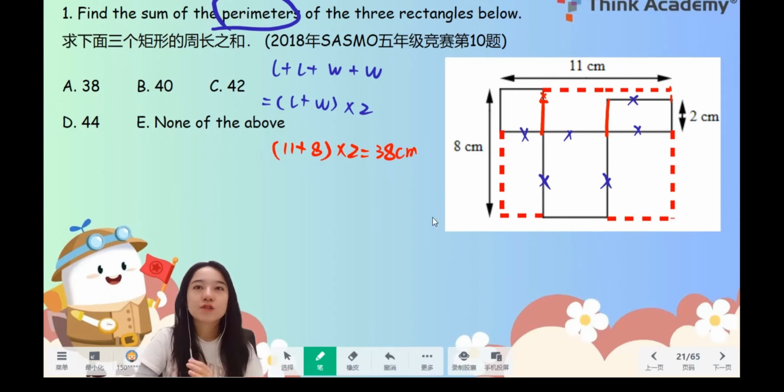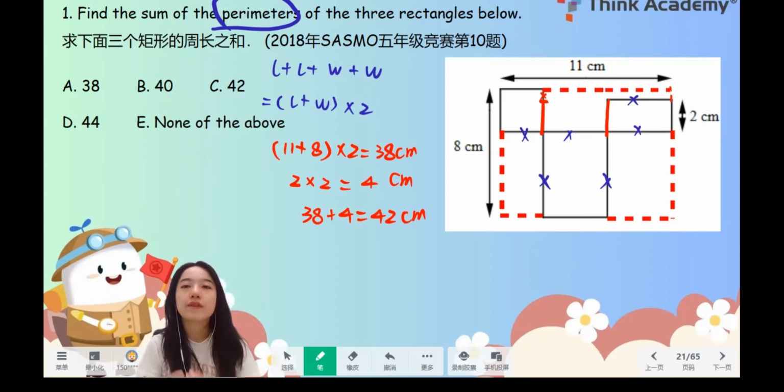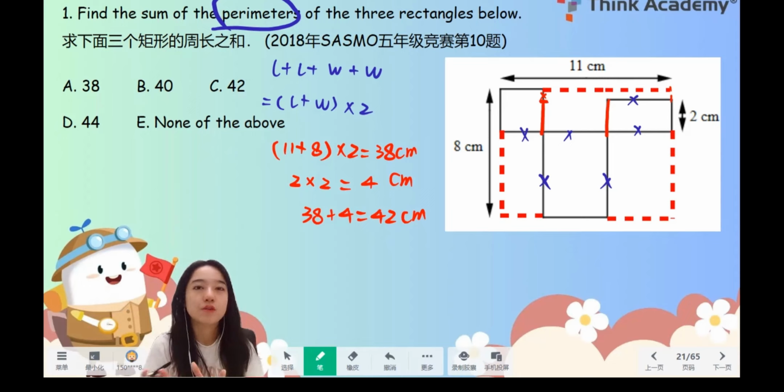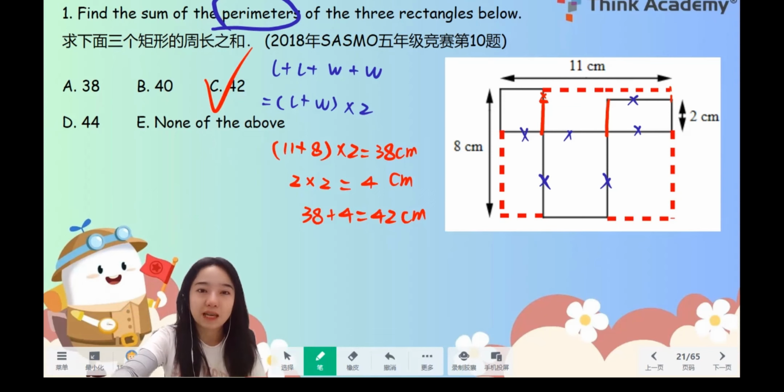We didn't move them, so we still need to count them. Every single shortest side is 2 centimeters. There are 2 of them, so altogether, we need to add up 38 and 4 equals 42 centimeters. After we make the irregular shape into a regular one, we can get the perimeter really quickly. But do remember to check, are there any extra sides to be added? That's how we get the answer, which should be 42, option C.